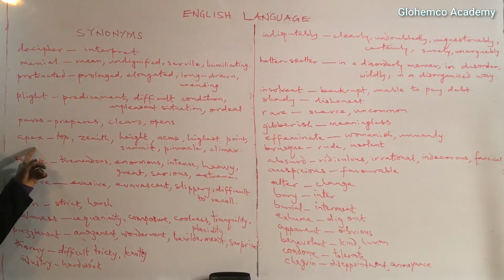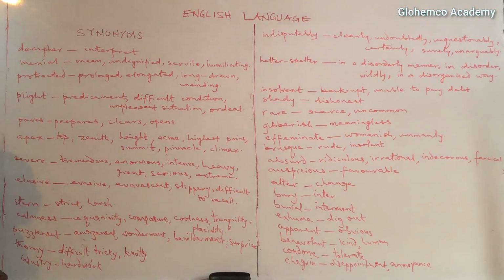Then we have apex. Apex is top. The zenith. You know there's a bank called Zenith Bank. But it means the top, the height, the acme, the highest point, the summit, the pinnacle, and of course, the climax. So all of them mean apex.